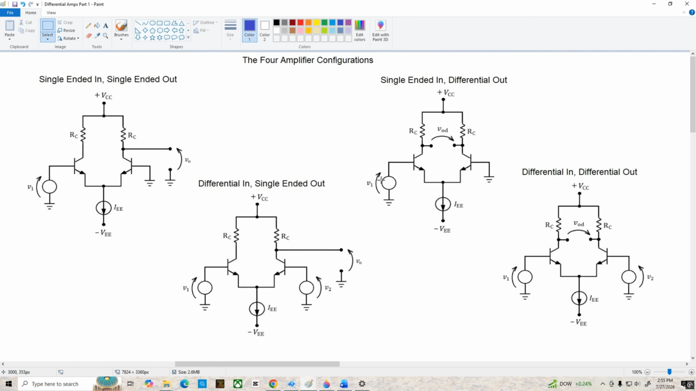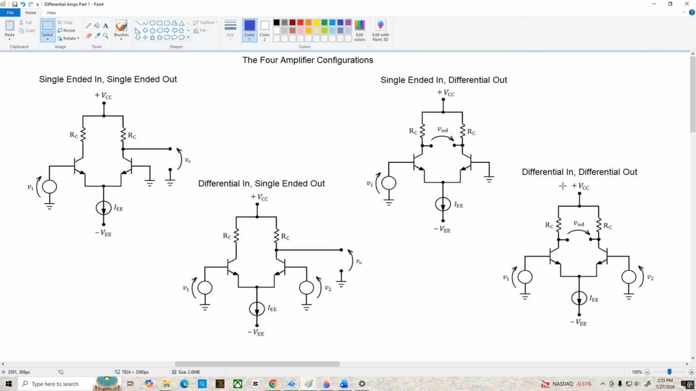Now, we can also have single-ended input and differential output as shown here. In this case, I'm using the left side as my input, and I'm referencing the output at the collector of the right side with respect to the left side. So this is a differential voltage at the output.